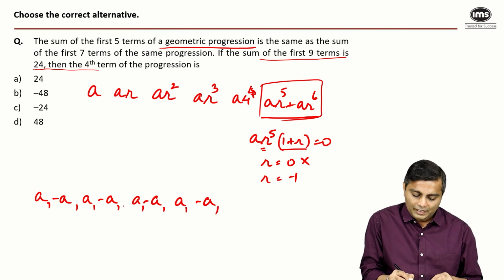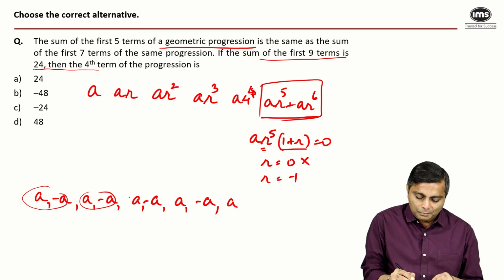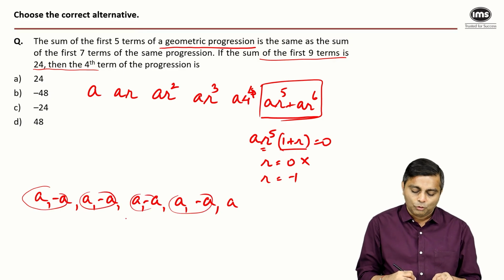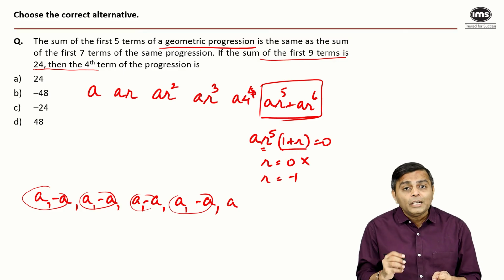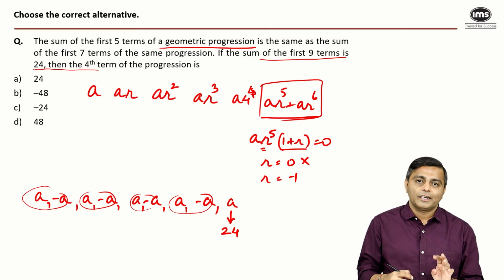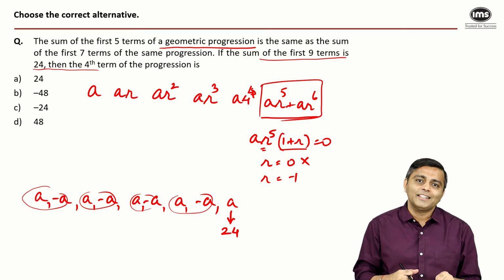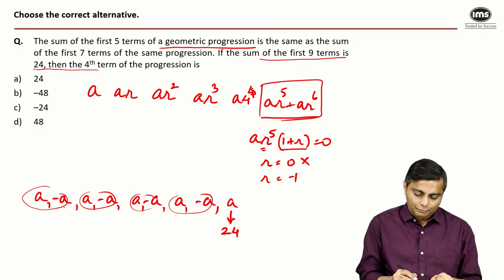Okay, so what we have is 8 terms and the 9th guy. If you see, all of these pairs are definitely going to contribute 0. How can this sum be 24? Only and only when this guy himself is 24. Correct? So we figure out that also, that A is equal to 24. What are we asked? We are asked the 4th term of the progression. 4th term of the progression is this guy, minus A.